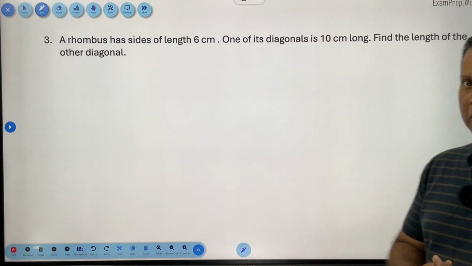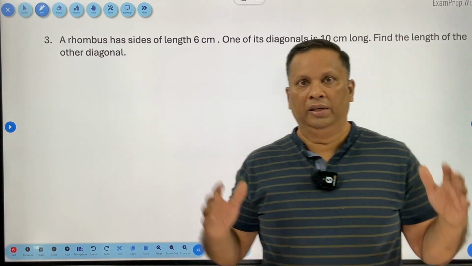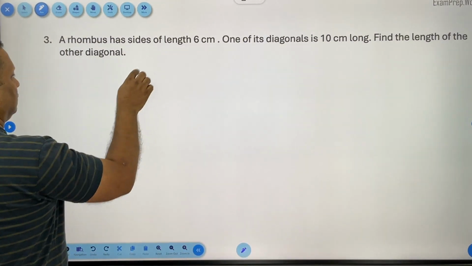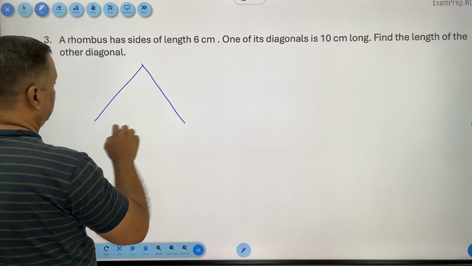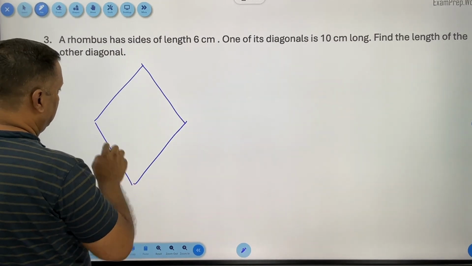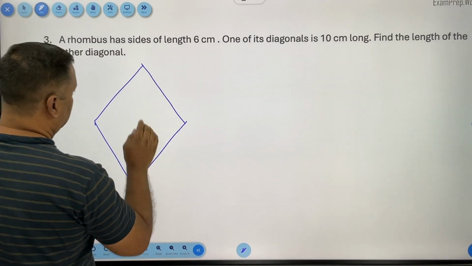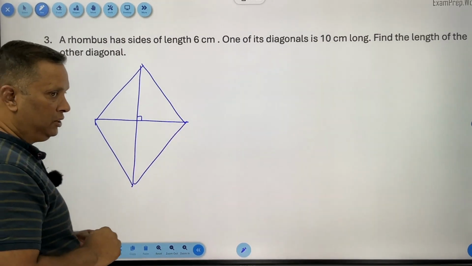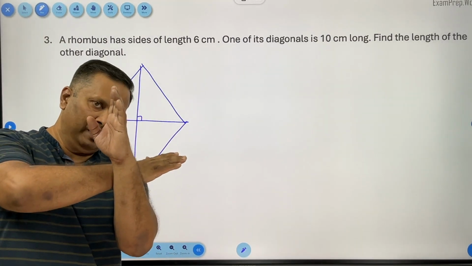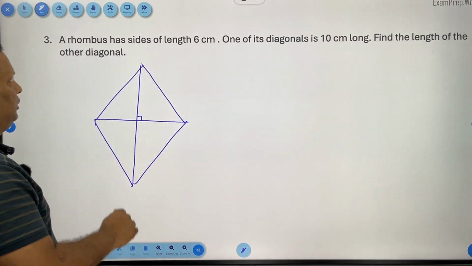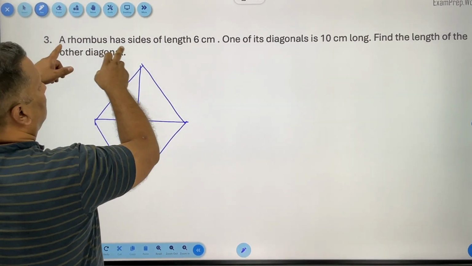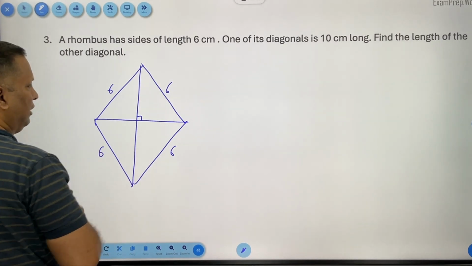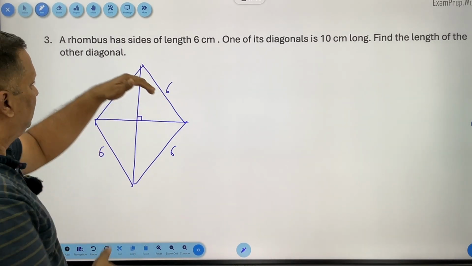A rhombus. Rhombus is a square compressed from 2 sides. Okay, it looks like this. We call it diamond also. So here the diagonals are at 90 degrees. Rhombus has one property, the diagonals will always bisect at 90 degrees, as I have shown here. So side 6, 6, 6, in a rhombus all sides are equal. So 6 centimeter, and one of the diagonals is 10 centimeters.